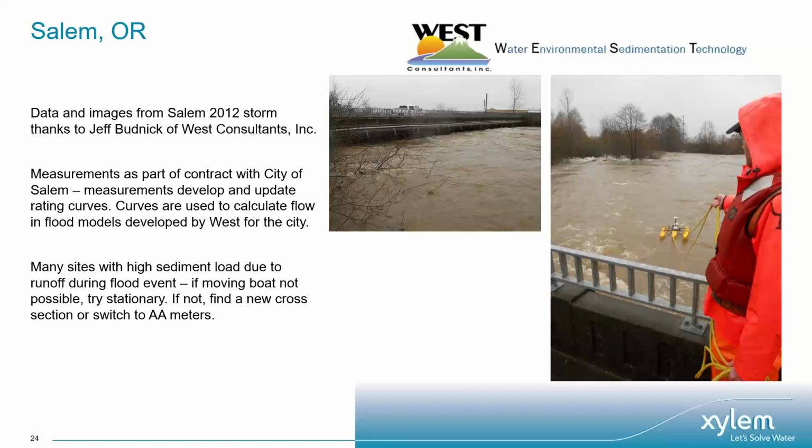And just as a reminder, in RSQ, you're able to use both moving boat and stationary, or the mean section or midsection method, from the same software. So you can use either mode when you're out in the field. If stationary fails in this case, then they'll try to look for a new cross section. That's not usually easy to do, especially during a flood event, because you have very limited access to some of these sites. So when all else fails, they might try AA meters, which often work well in higher velocity water. That's kind of just a level of steps that they take during the flood event.